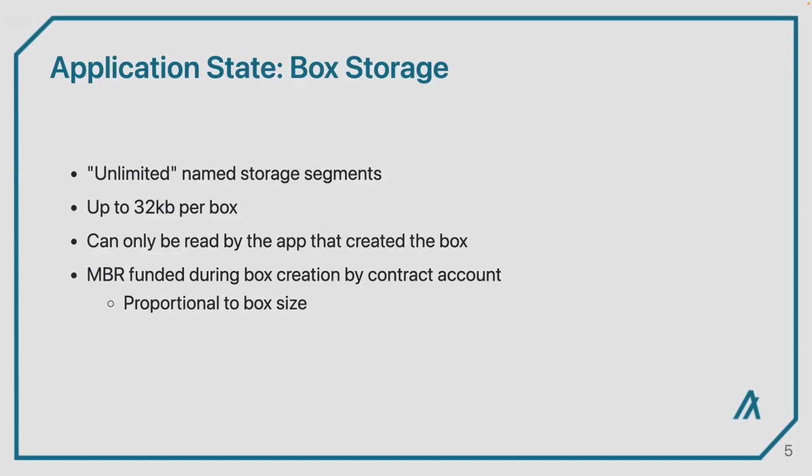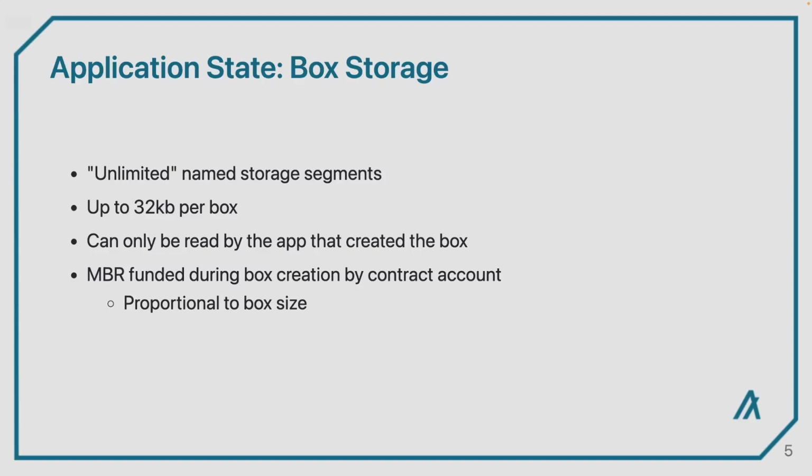Now in AVM 8, which just released a couple days ago as of this video, we have box storage. And box storage is, quote unquote, unlimited named storage segments. I say unlimited, but of course there are some limitations into how high you could really go, but it's uncapped. Unlike global storage, which is 64 key value pairs, here you can have much more than 64 key value pairs. And for each segment, you can have up to 32 kilobytes in a specific box. So it's kind of like a key value pair where you specify the name of the box, and in that box there can be 32 kilobytes of data.